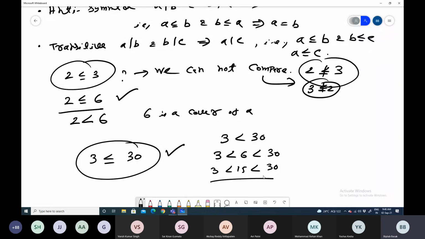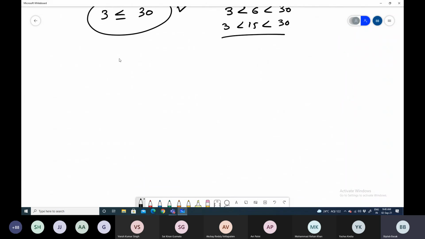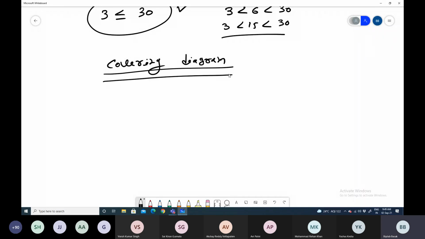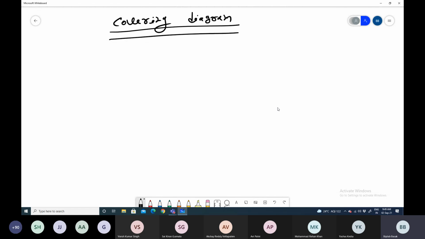So we have a covering diagram. It is a diagram that shows which element covers which element. Here you can see that first we have 30, then 15, 10, 6, then we have 5, 3, 2, and this is 1.